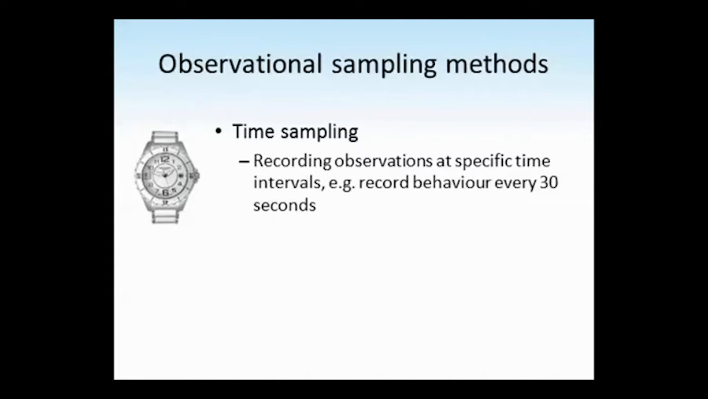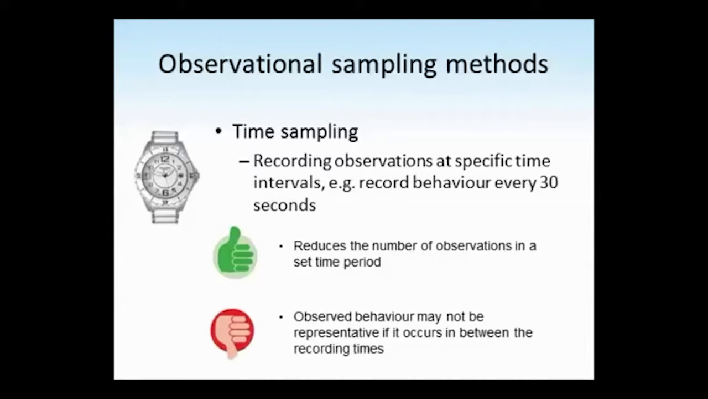The other type of sampling method that we can use is called time sampling. So this is where we only record observations at specific time intervals. So we might make an observation every 30 seconds and we'll only record what the child is doing at the point of 30 seconds. And then we'll count to another 30 seconds and record what the child is doing then. So this is quite helpful in reducing the number of observations in a set time period. It gives us less data to work with.